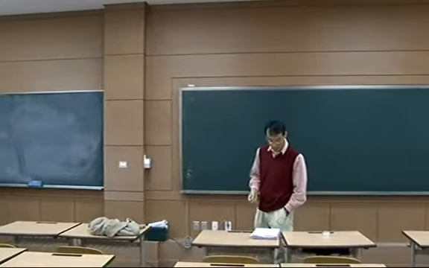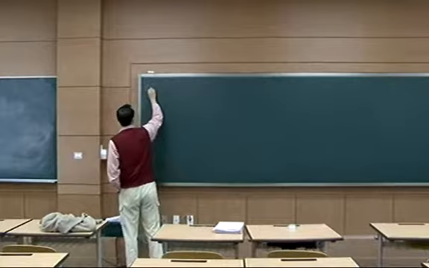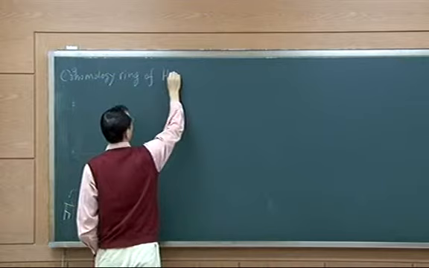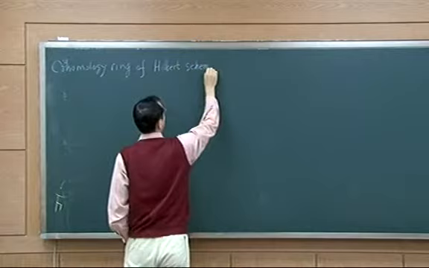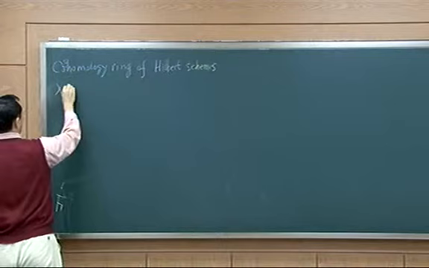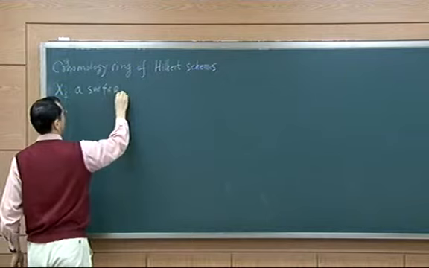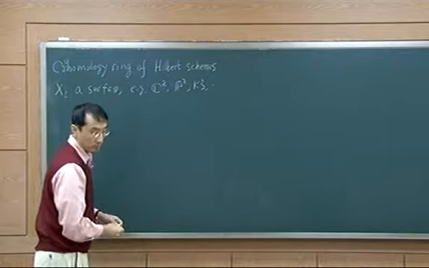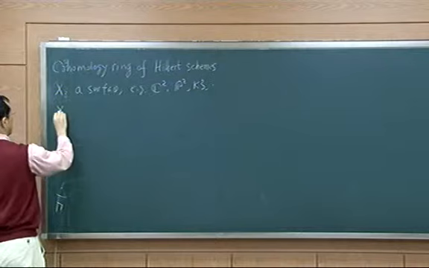I'm going to talk about the cohomology ring of a Hilbert scheme. Okay, so I changed my notation a little bit. So X first is a surface, for example, such as C2, or P2, or a K3 surface, etc. I use a new notation.